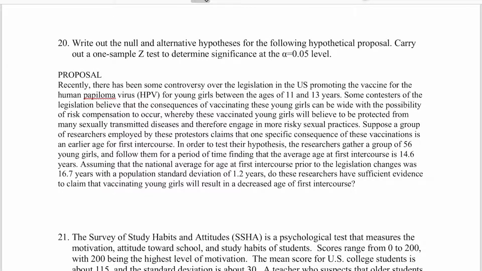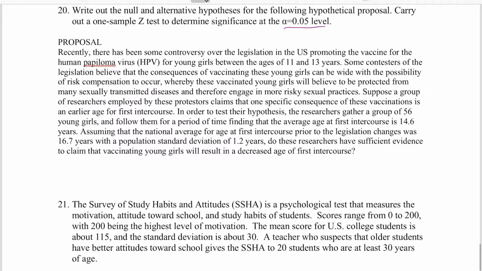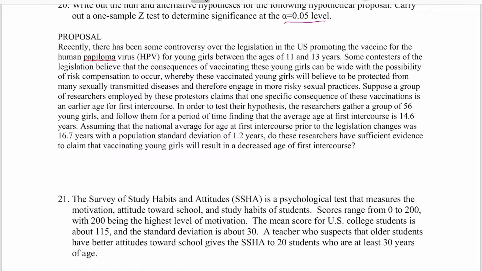So hopefully you read this about the HPV, and we want to use a one sample z-test with a significance alpha level of 0.05. Once again, I didn't give you a whole lot of space to work with here, but let's write out what we do have on the side, especially since there's a lot of text here. So we have a sample of 56. When we see we have a sample, we know that's going to be our X bar. And so our X bar here is going to come from our sample. It's going to be 14.6.